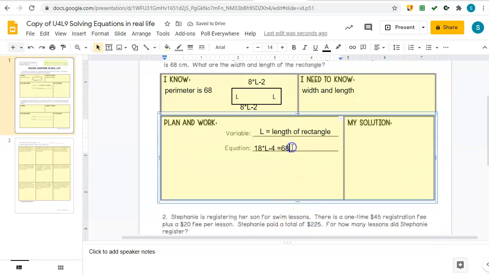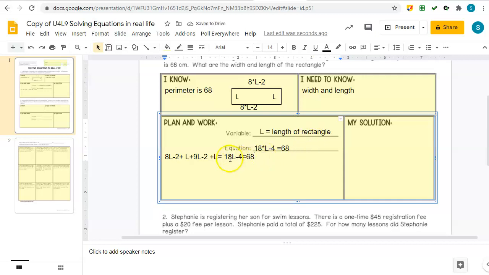Once we solve that equation, so remember we got our perimeter by adding up all 4 sides, and then we combined like terms. Now you might have written it as 8L minus 2 plus L plus 8L minus 2 plus L, and then grouped all the terms together, which is still how we get our 18L minus 4, and that's got to equal our total perimeter, which is 68.